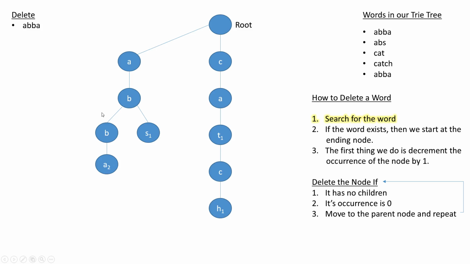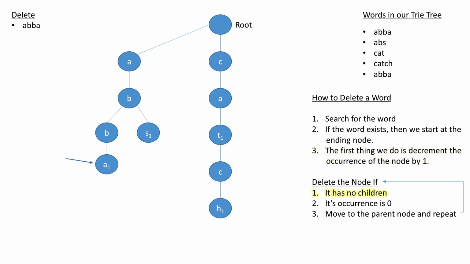We see it right here. Then if the word exists, we start at the ending node. The ending node is this A. The first thing we do is we decrement it by 1. So if you notice, A was 2, now it's 1. We've decremented it by 1.